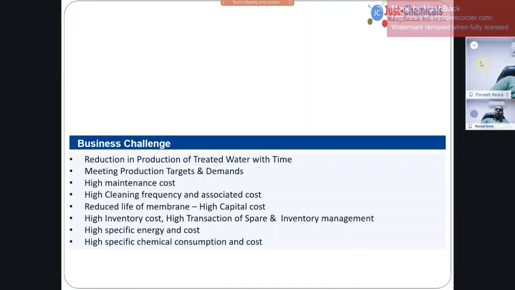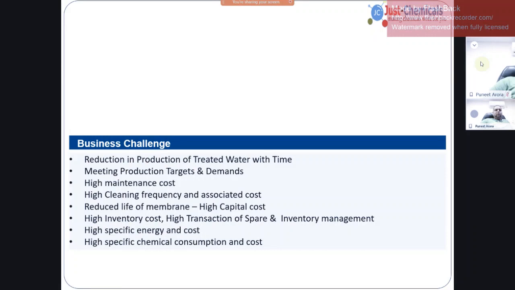So there is a high inventory cost because of this reduced membrane life, and you have to keep some spares also. There is a high specific energy and cost because of the fouling of the membranes or because the scale formation in the membrane, and there is a high specific chemical consumption as well, because the chemicals which are used like SMBS or the anti-scalant or the cleaning chemicals, the consumption of those chemicals gets increased.